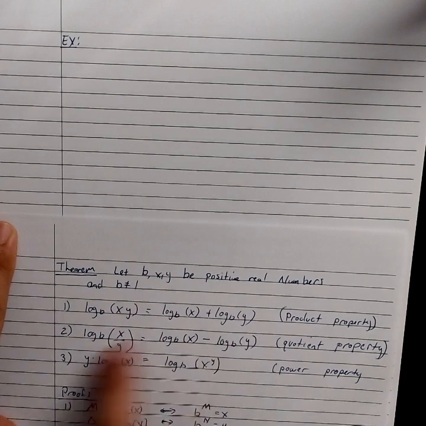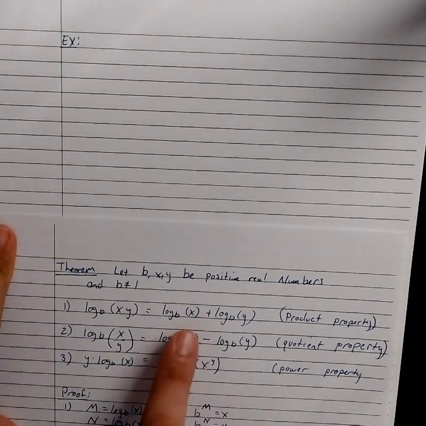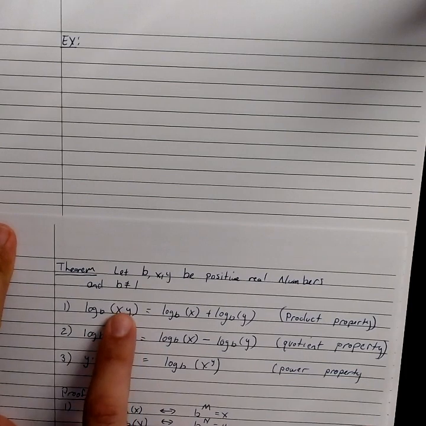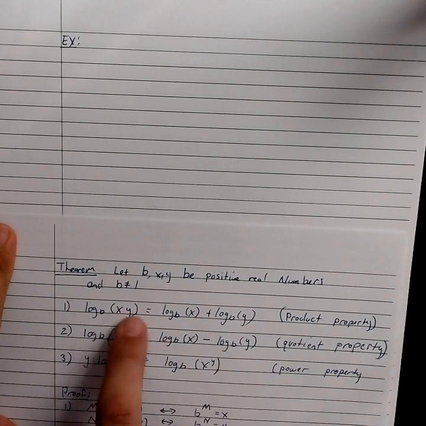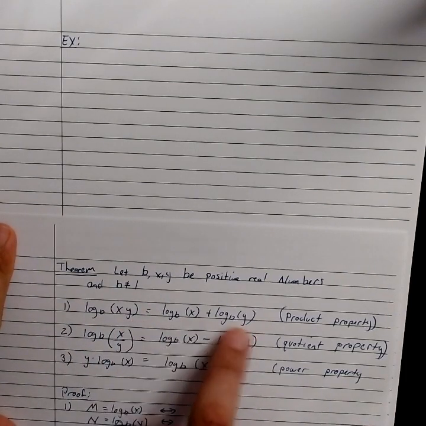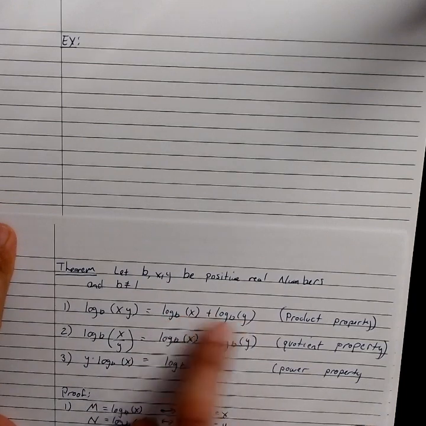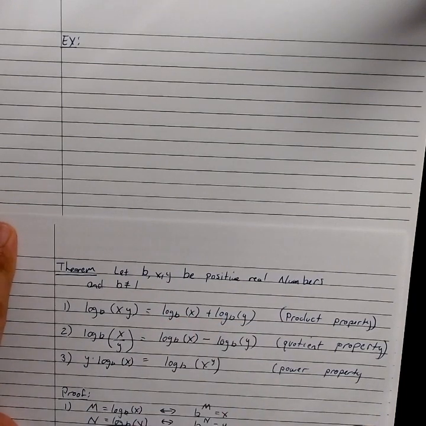The main use of these properties is to give us some flexibility, to give us the ability to write expressions either with a big argument or with small arguments. You might have a big argument, but there's only one logarithm, or you might have little arguments, but you have several logarithms. And depending on the problem, it may be better to have one or the other.